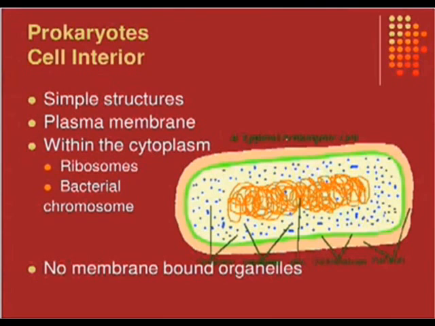Next, we will take a look at the cell interior of the prokaryote. So, as we said before, bacteria have a very simple structure with a plasma membrane. But within the cytoplasm, which is the oily type substance in the cell, it contains ribosomes as well as a bacterial chromosome. So the membrane acts similar to the membrane-bound organelles that are found in eukaryotes, but we will discuss that later in an upcoming lecture.